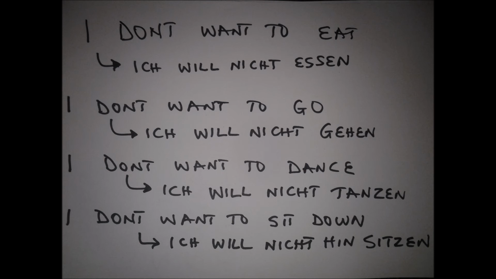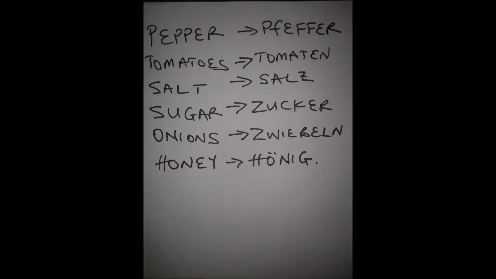Don't forget will. You can also change it to möchte. Will and möchte, they are almost the same thing. Möchte has more respect. Instead of ich will nicht essen, you can say ich möchte nicht essen. That means I would not like to eat. Or ich will nicht gehen, you can say ich möchte nicht gehen. Ich will nicht tanzen, you can say ich möchte nicht tanzen. Or ich will nicht hinsetzen, ich möchte mich nicht hinsetzen. You can put it like that.